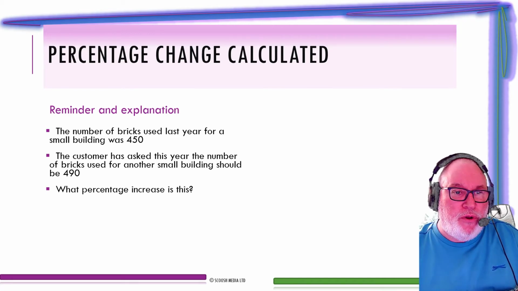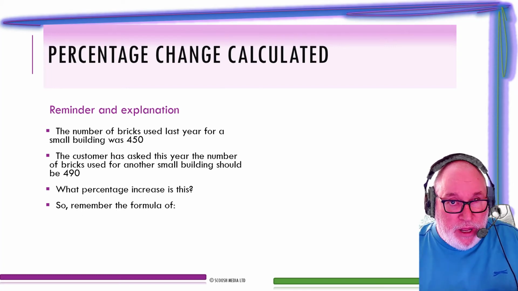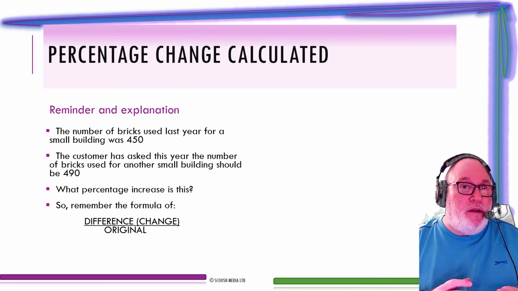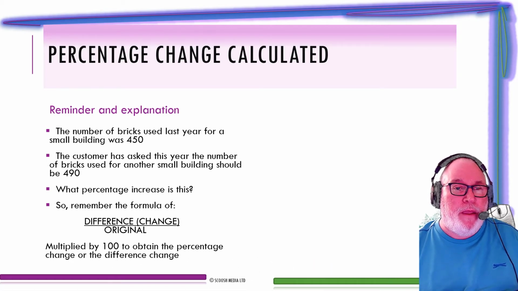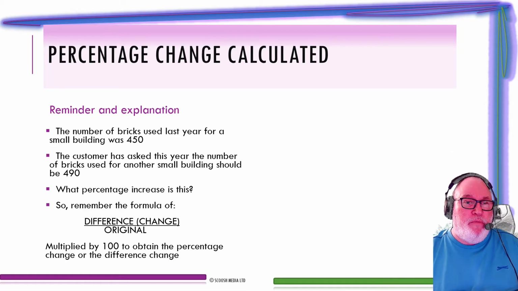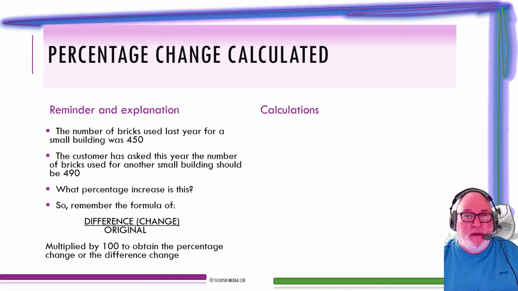So the first thing you've got to do, think of that formula that I just told you. It's really going to help you. It's the difference or the change divided by the original. So the difference between 490 and 450 is 40, isn't it? Divided by the original, which was 490. So it's 40 divided by 490. So let's look at the calculations, then we multiply by 100. So that formula, please remember it. So the calculations here, you're working it out.